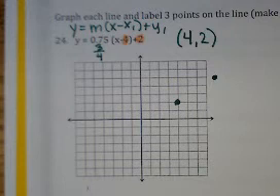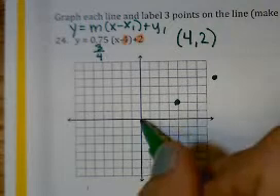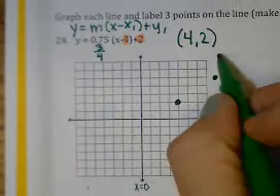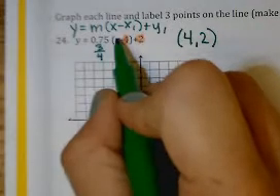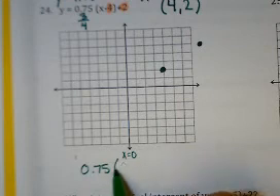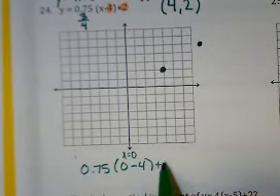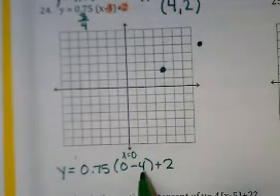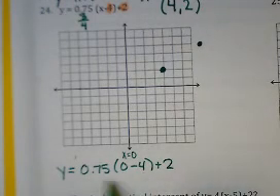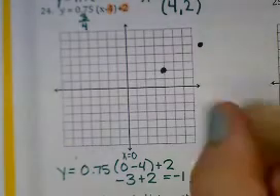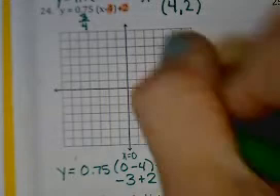Another way to find extra points on this graph is to just choose a value. Let's say, hey, I want to find the y-intercept. I know that at the y-intercept, the x value is 0. So if I plug 0 into this equation, 0.75 times (0 minus 4) plus 2, it should get me the y value that goes with that. 0 minus 4 is negative 4, times 0.75 will give me negative 3, add 2 and I get negative 1. So I know I have a point at 0, negative 1.